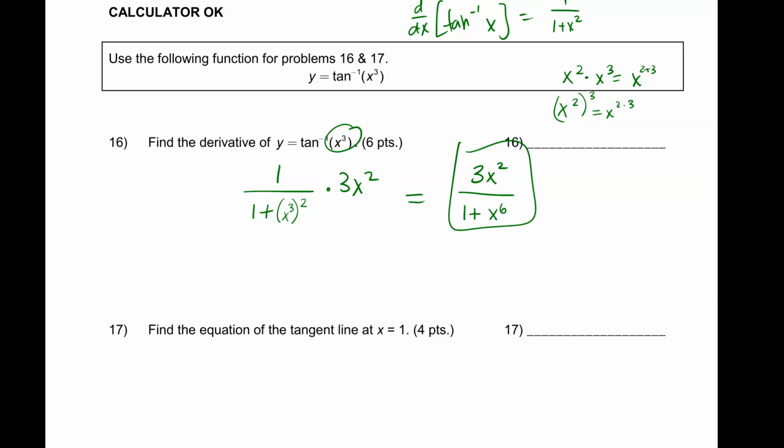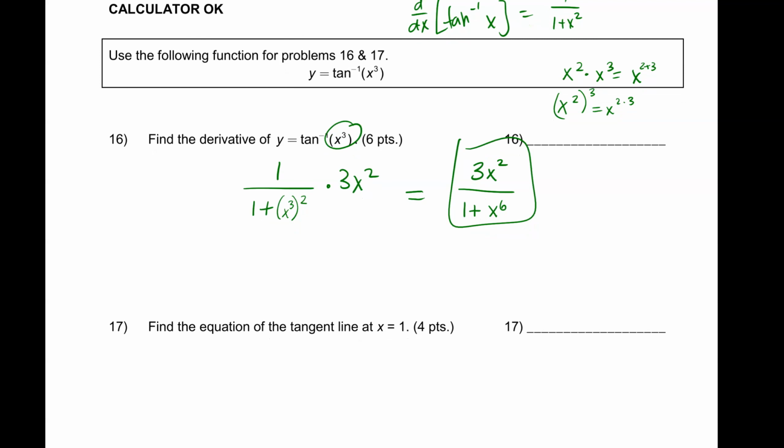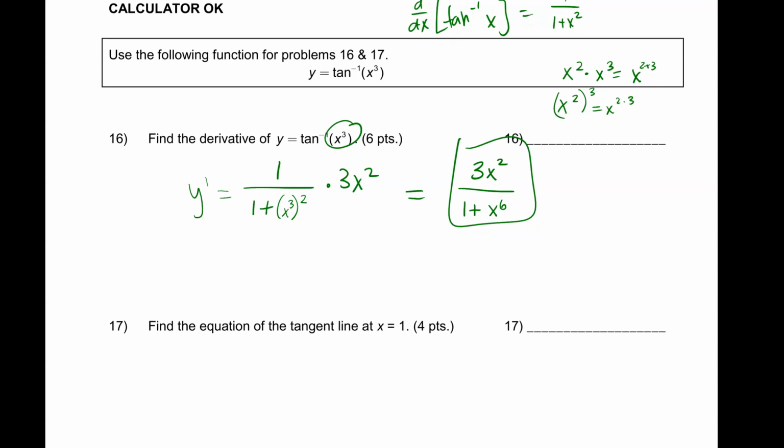Any questions over this one? Yes. Sorry, for the derivative part, can you go over that? So the derivative of tan inverse is 1 over whatever's inside squared, plus one. So x cubed was inside, so I have to square it. And then I must multiply it by the derivative of the function that's inside.